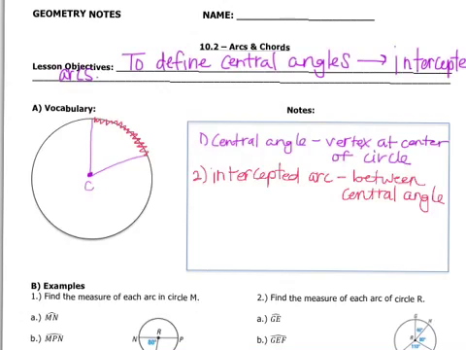There are a couple different types of arcs that we will talk about today. We have a minor arc. This is an arc whose measure is less than 180 degrees. So the red intercepted arc in your picture would be a minor arc because its measure is less than 180 degrees.